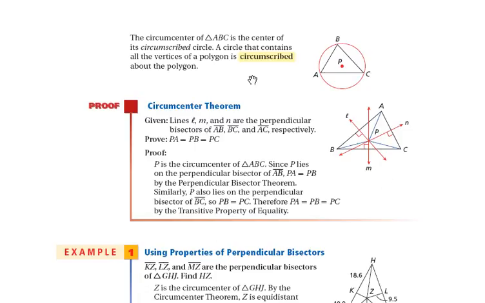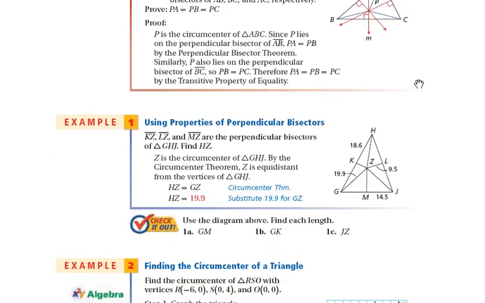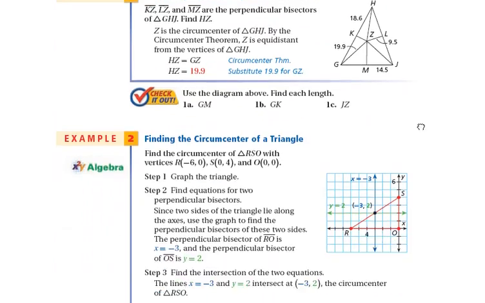When we throw a circle around that triangle, like in this picture here, this is called circumscribed. This circle is circumscribed around that triangle, or around a polygon. In this case, it's a triangle that we're talking about, and this circle is going to hit the vertex points of that triangle. A few examples here that you want to go through.